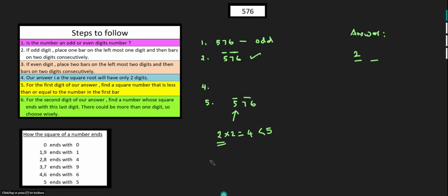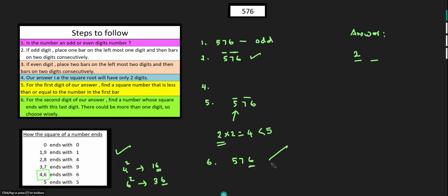Now we can do the next step. That is, we need to find the last digit of our answer. And for that, we need to see how this last digit ends. So if we take the number, the last digit ends with the 6. And from our table, we know that it could be either 4 or 6, because the square of 4 is 16, whose last digit is 6, and also the square of 6 is 36, which means its last digit is also 6. So either it could be 4 or 6.